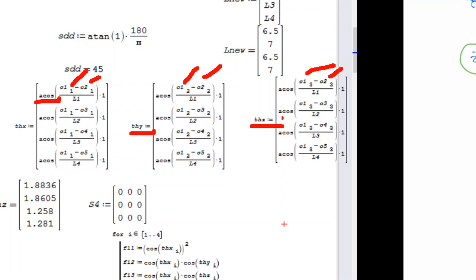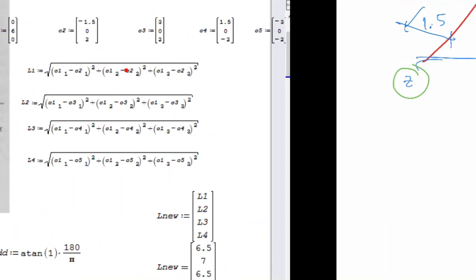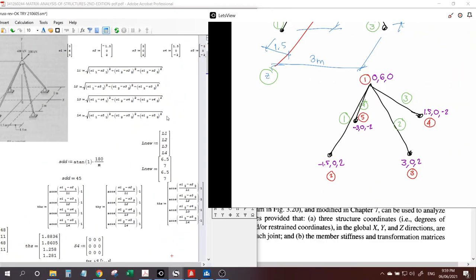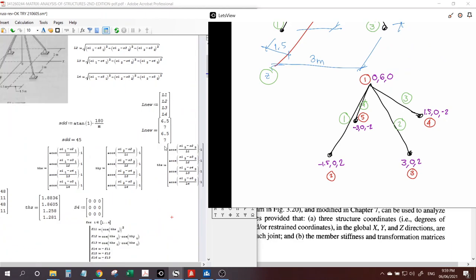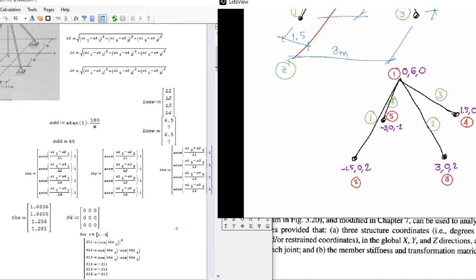And how do we compute the length? It's basically the Pythagorean theorem: x1 minus x2, plus y1 minus y2, plus z1 minus z2, each squared. And you have this set of lengths.